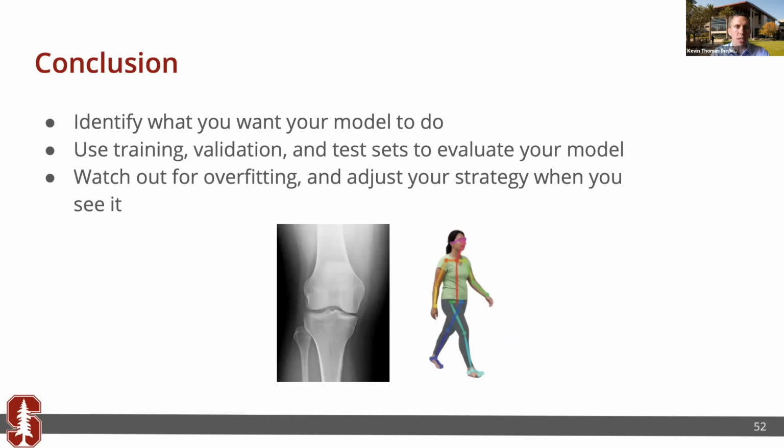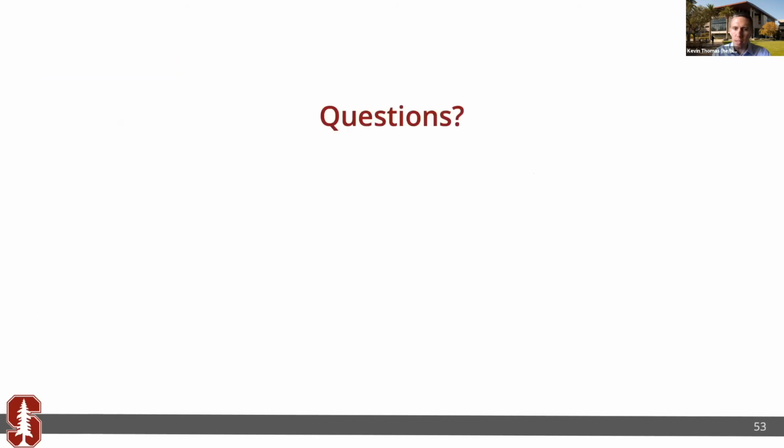So in conclusion, one of the first steps you want to do is to identify what type of model you're going to build, what you want it to do, and how you're going to measure its performance. Then we talked about splitting up our data into training, validation, and test sets to evaluate our model in an unbiased fashion. And then we talked about watching out for overfitting and trying to adjust our strategy for model development when it starts to arise. So with that, I'll pause again and answer any questions you might have.